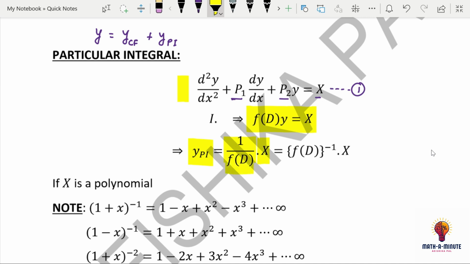This f of D is known as the D operator here, and this x can be any function. It can be an exponential function, any trigonometric function like sin ax or cos ax, or it can be a polynomial also, like x square plus x plus 1. So let me discuss how to calculate the particular integral if this x is only an exponential function.